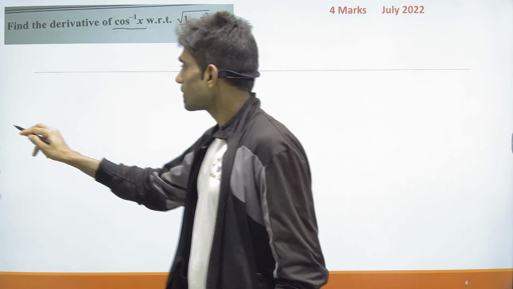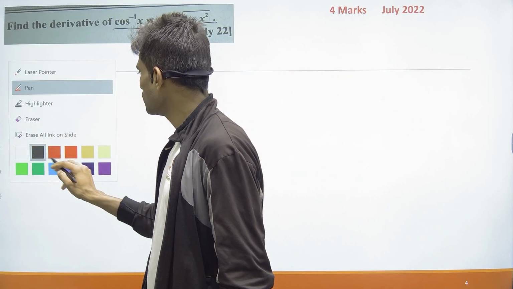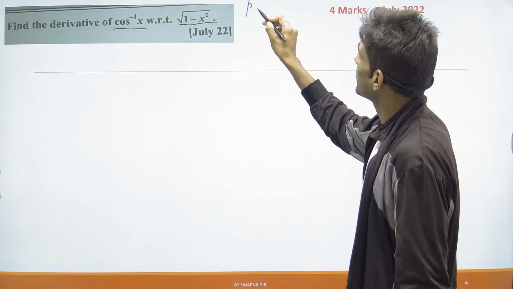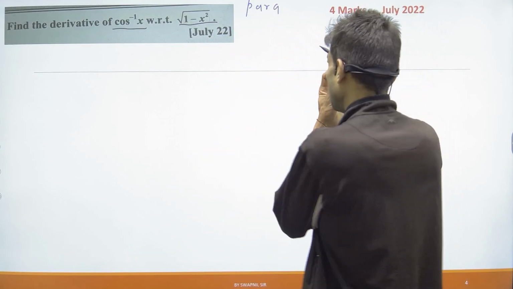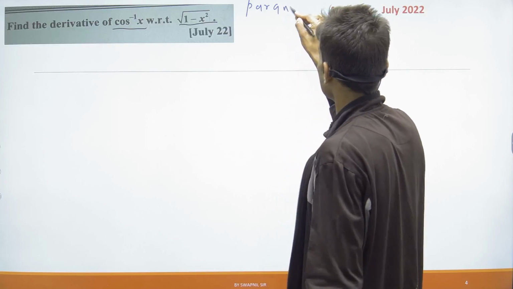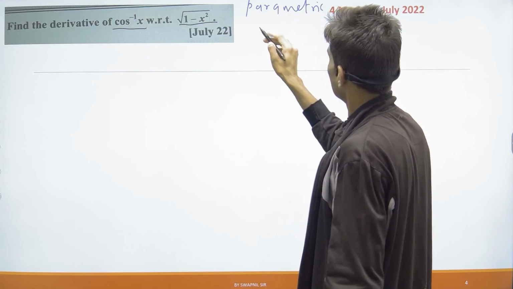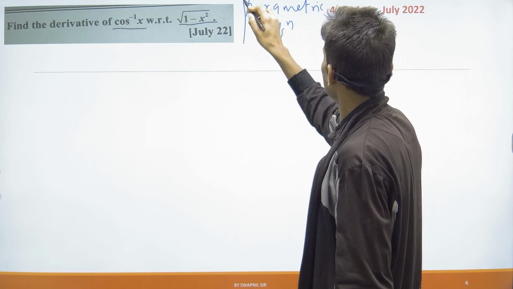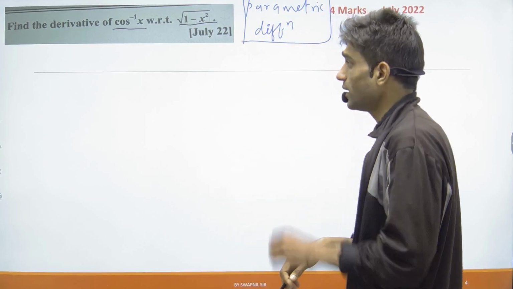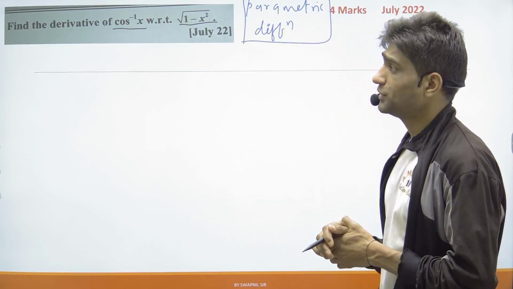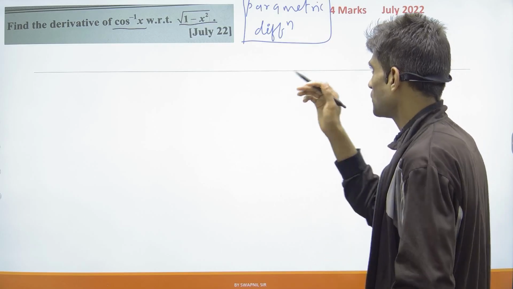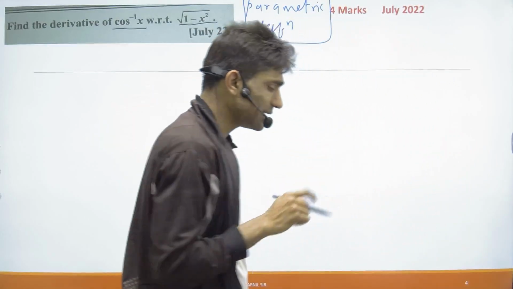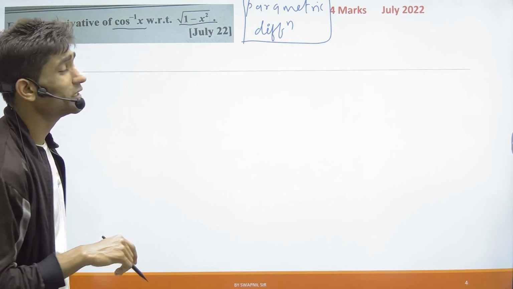So let's start our solution. What we do here is apply parametric differentiation. After applying parametric differentiation, we'll get the answer. So consider the first function as f of x. Now you all have to understand the differentiation of cos inverse of x.